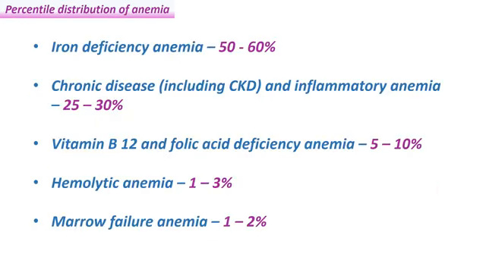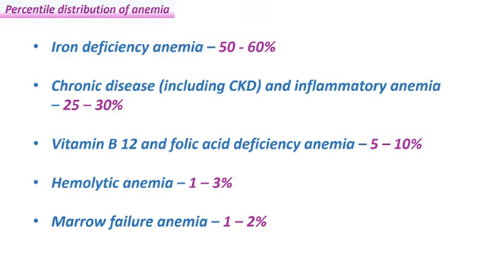Now come to the discussion about the percentile distribution of anemia. Out of total anemia, iron deficiency anemia is the commonest type of anemia, 50 to 60% of all. Next is the anemia of chronic disease. Chronic disease, including chronic kidney disease and inflammatory anemia, 25 to 30%.